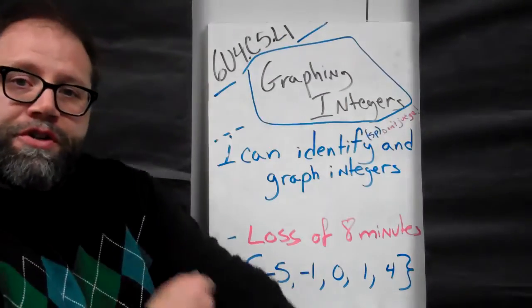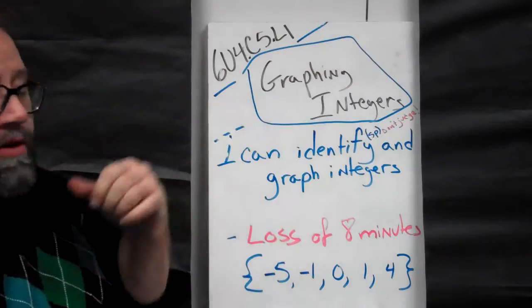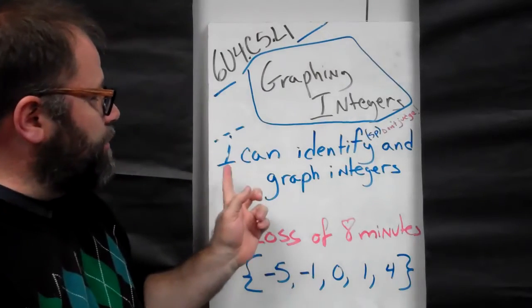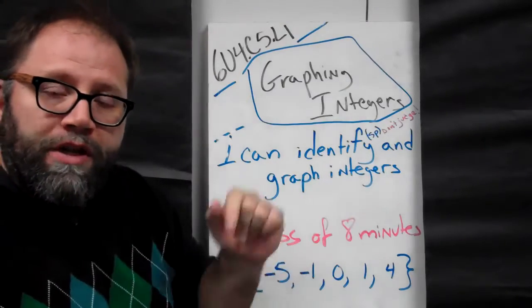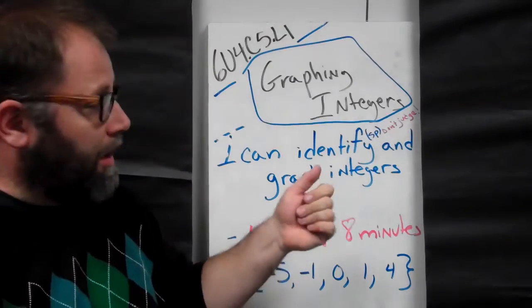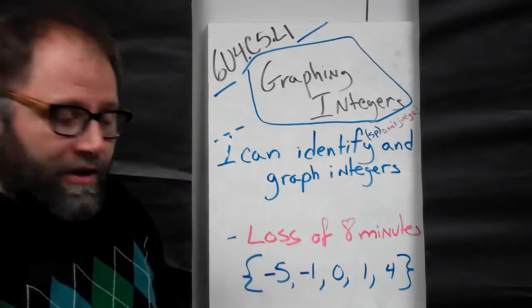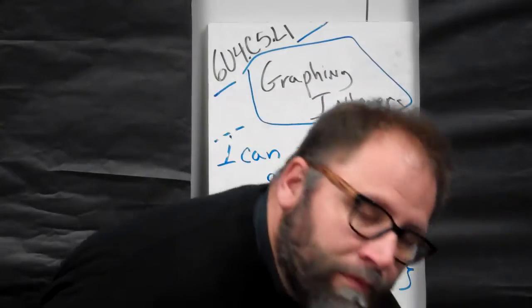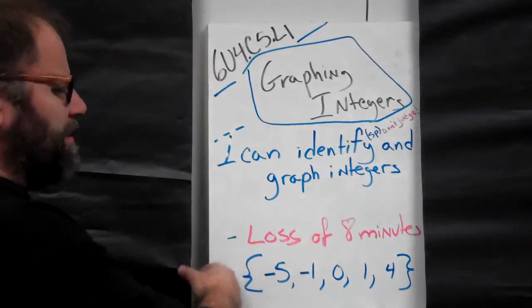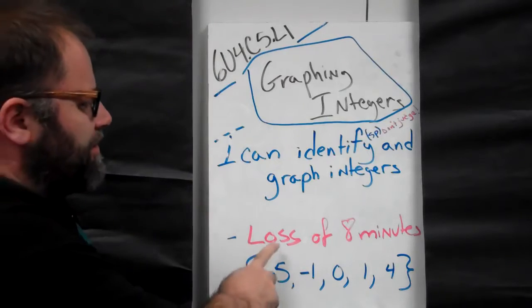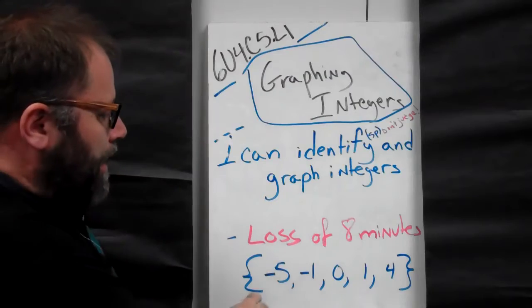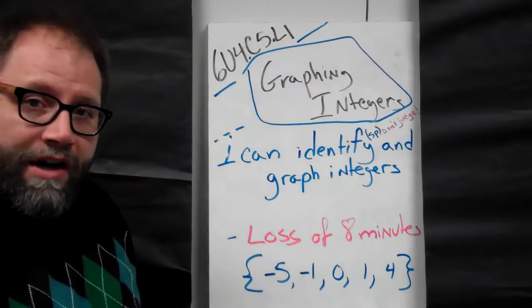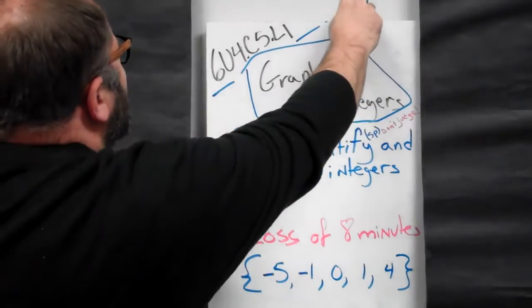So we're going to do integers and graphing, and what I put here is graphing integers. By the end of this, you will be able to, I can identify and graph integers. Please find a better way to spell the word identify. Just don't judge while you're looking. That's not nice. So by the end of this, you should be able to write the loss of 8 minutes as an integer and graph these 5 points on a number line. Here we go.